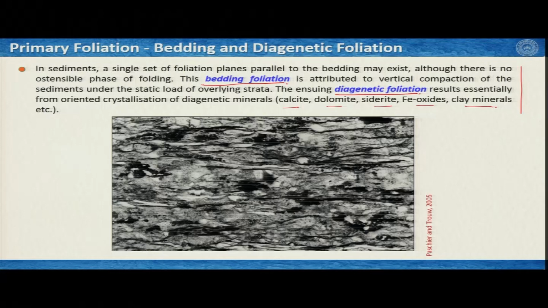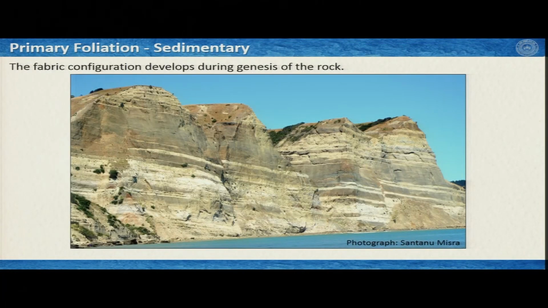Let us have a look at a series of photographs where we will see how they look. We have all seen this kind of features when you have gone to the field or maybe in the photographs. So, the primary sedimentary foliations, as I said, is the fabric configuration that has developed during the genesis of the rock.